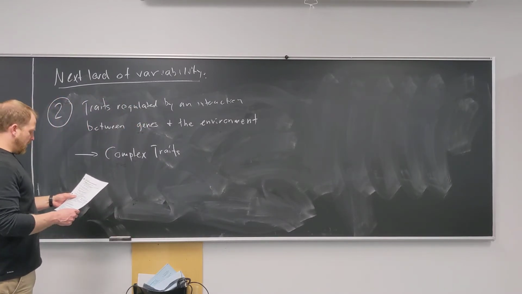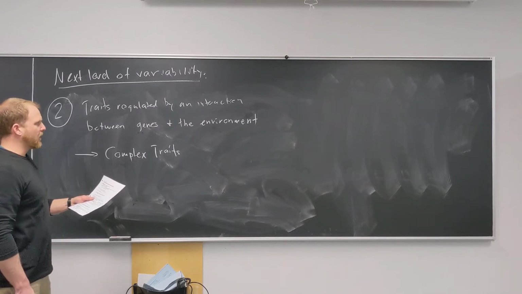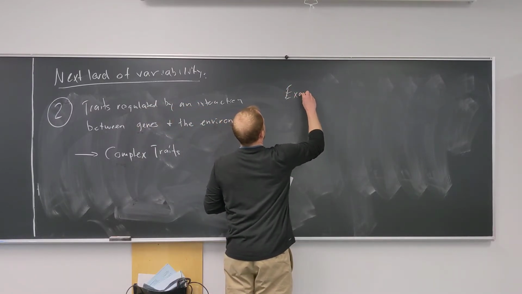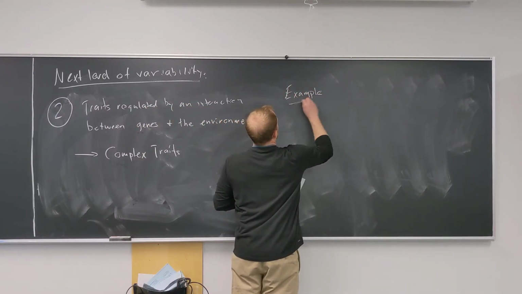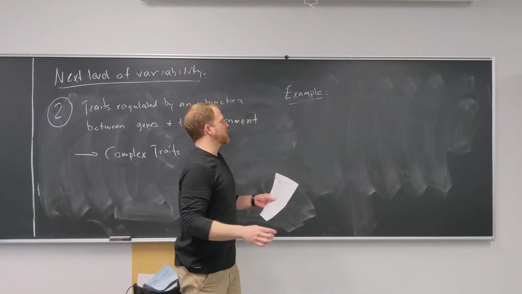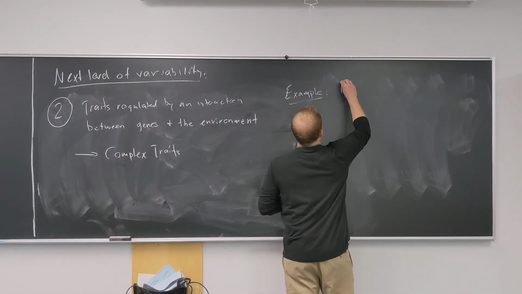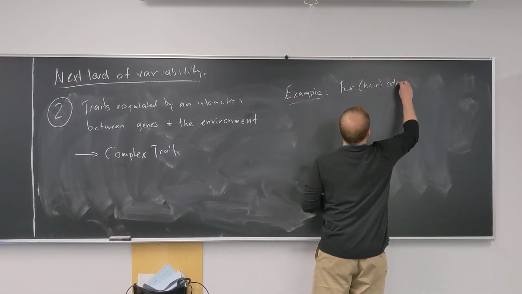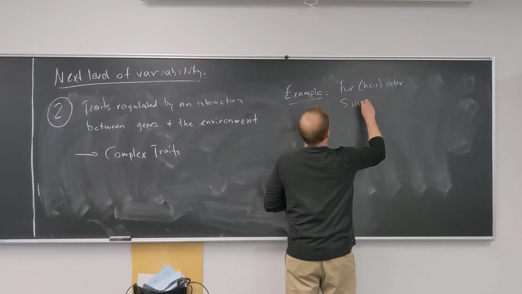So let's get to a really simple example of a complex trait. And so for our example, we're going to go back to hair color. But we're going to move to a different organism. Instead of humans, we're going to look at fur color, so hair color, in Siamese cats.